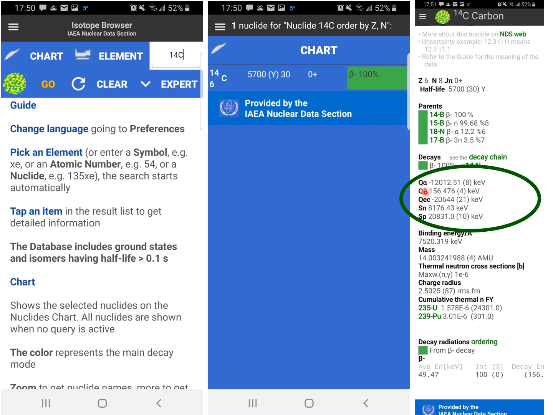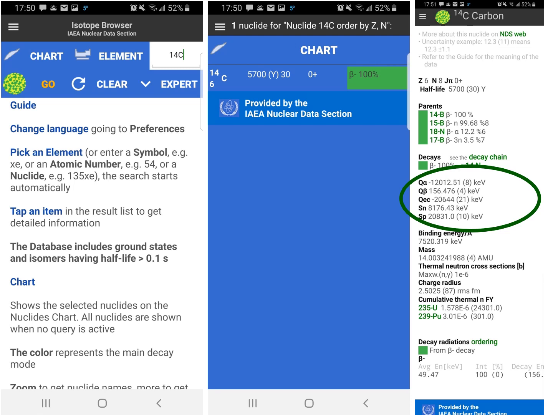So you can calculate the Q alpha, the Q beta, the Q electron capture. These are neutron and proton separation energies. There's binding energies, masses, cross-section information. By moving around and exploring, you can find a lot of different information. So for instance, we know that carbon-14 decays by beta, and it has the energy in keV of that beta, along with the percentage, and then decay energy information.